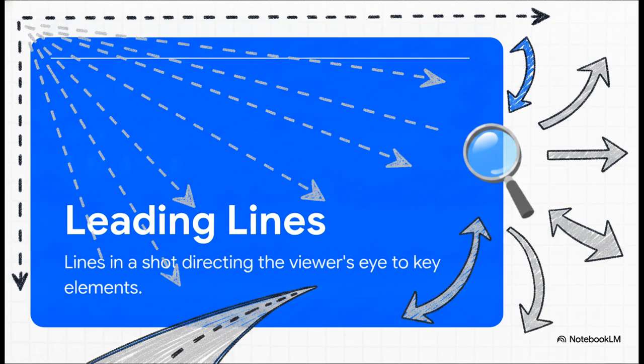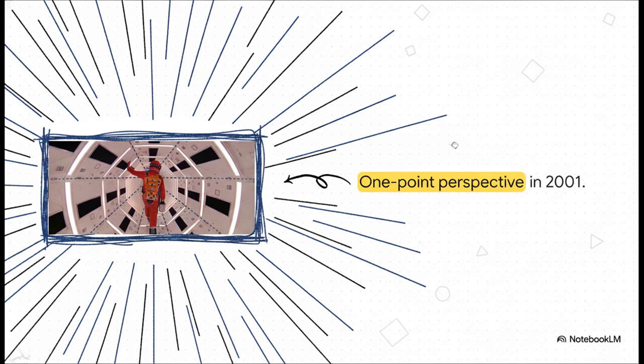Building on his total mastery of geometry, look at how Kubrick utilizes one-point perspective here. He uses the literal walls of the spaceship hallway to converge directly onto the astronaut walking right down the center. Every single line points to the subject. He is forcing you to look exactly where he wants you to.